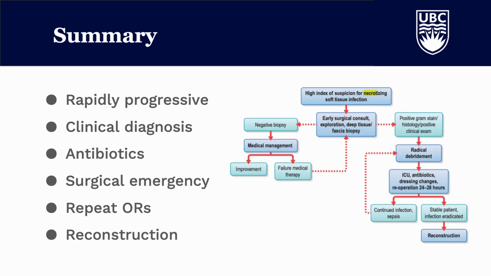In summary, necrotizing fasciitis is a rapidly progressive soft tissue infection that requires a high index of suspicion and prompt surgical intervention to avoid loss of limb and even life. Numerous surgeries are often required to eradicate the infection and reconstruct the tissue defects. A multidisciplinary care team is essential to treat these patients, involving plastic surgeons, ICU staff, infectious disease specialists, emergency medicine providers, and more.